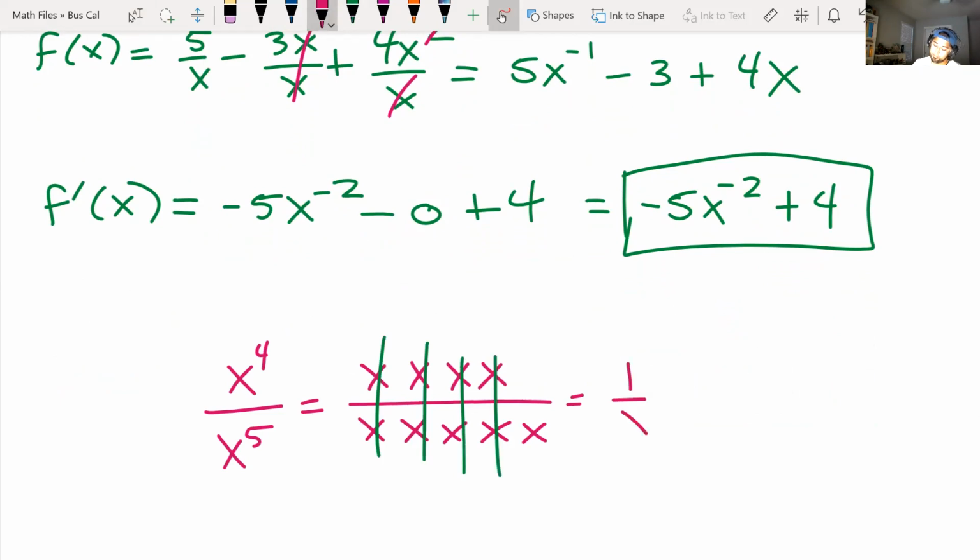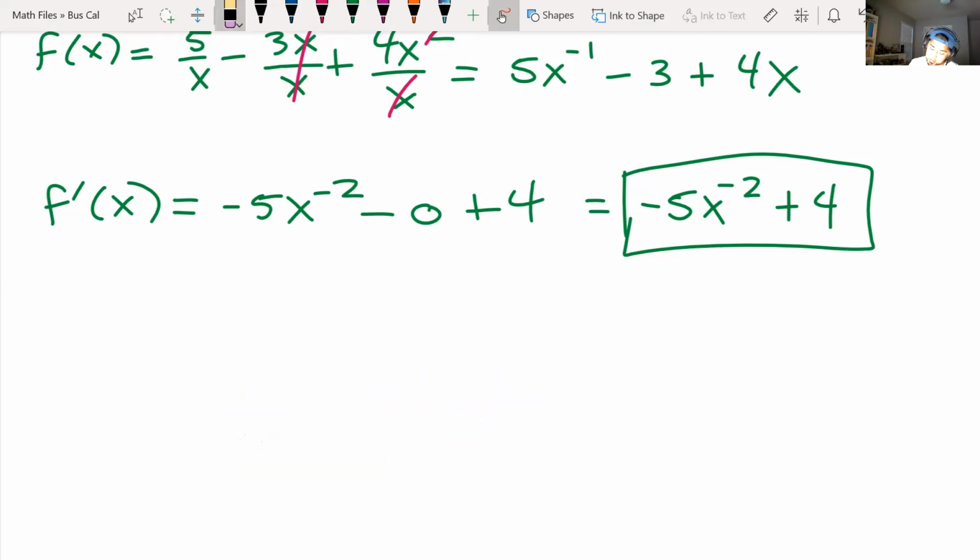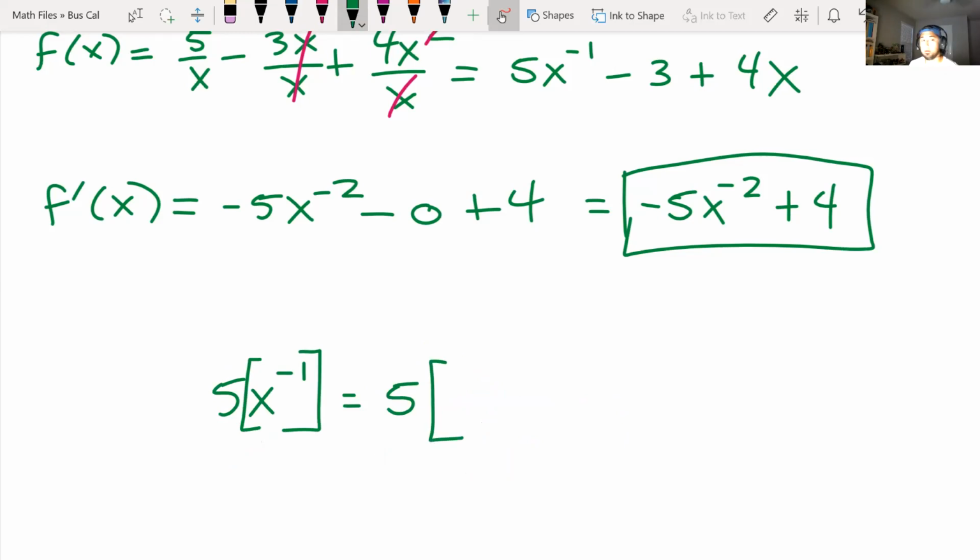Why did it become negative 5x? Because the negative one came down. Could you show us that? Yeah. For 5x to the negative one, we're only worried about the derivative of x to the negative one. So what's the derivative of x to the negative one? That'd be negative 1x to the negative 2. And then, boom. That makes sense? Yeah. Let me copy that down. I'll leave it there. I won't erase it.